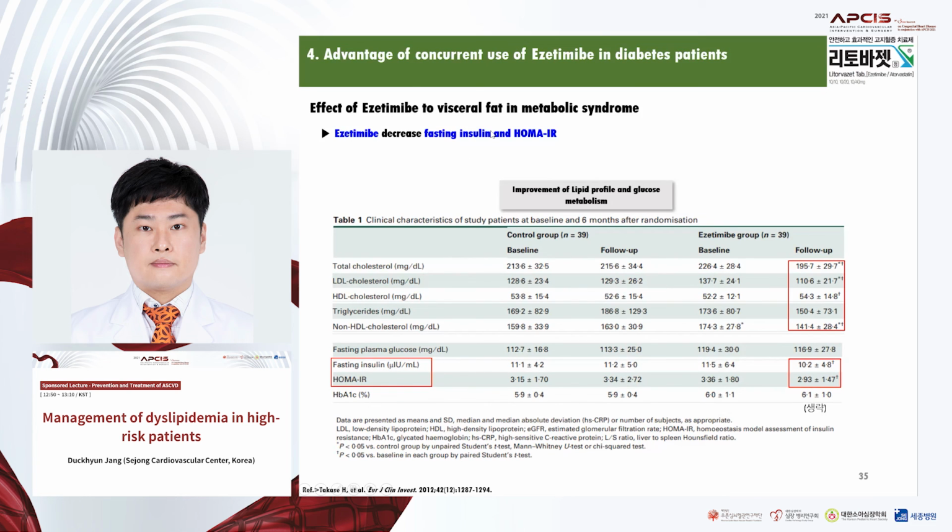Ezetimibe decreased the fasting insulin and the HOMA-IR. This is the control group, fasting insulin level and HOMA-IR level. In the ezetimibe group, fasting insulin level after follow-up showed a significant decrease.